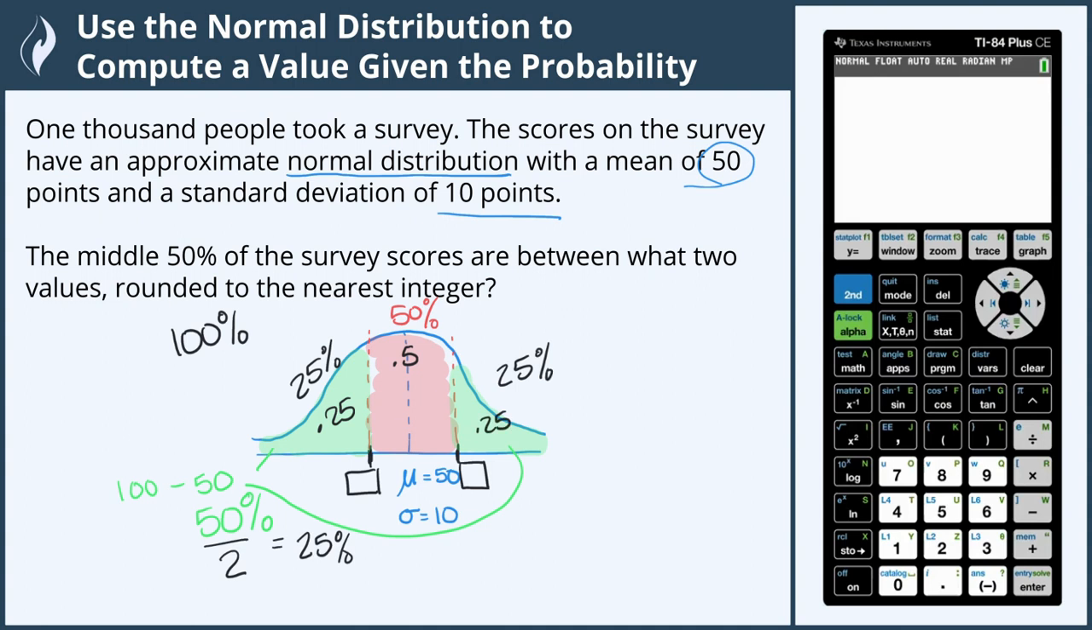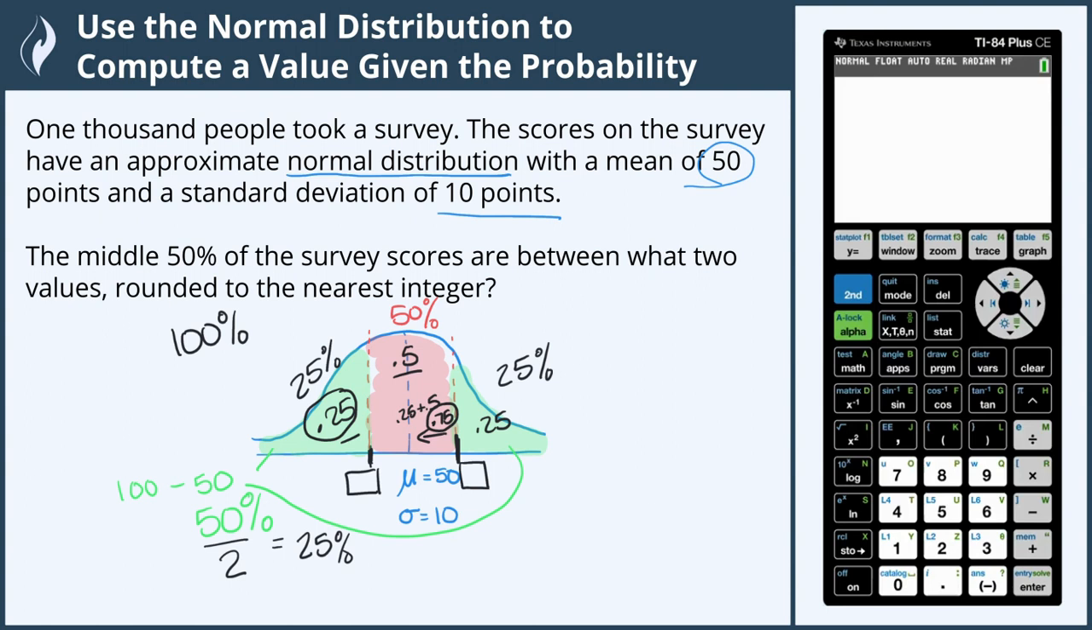Now we know right here that for this value, everything underneath the curve to the left is 0.25. But now we need to figure out everything in the area to the left of our second one. This one has 0.25 and 0.5 to the left. So we can add those together, and everything from this point to the left is going to be 0.25 plus 0.5, giving us 0.75. And those will be our probabilities that we will use in our inverse norm to find our two values.